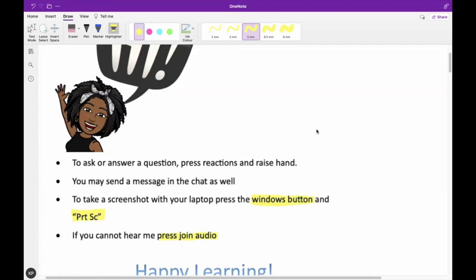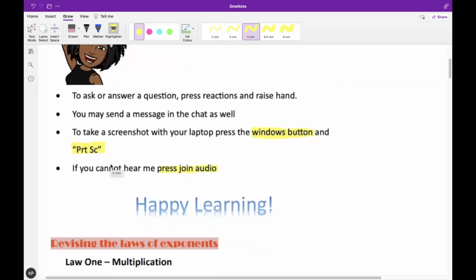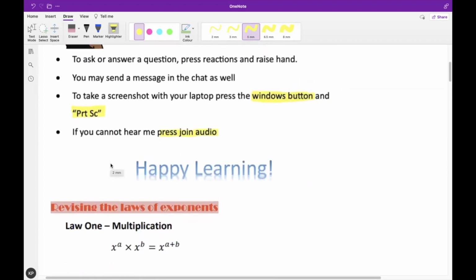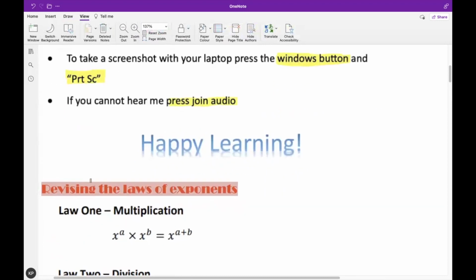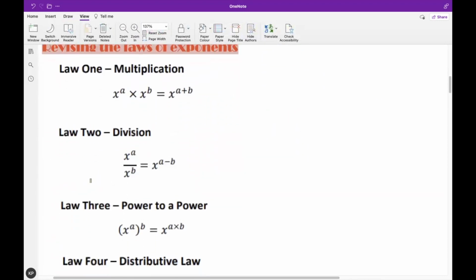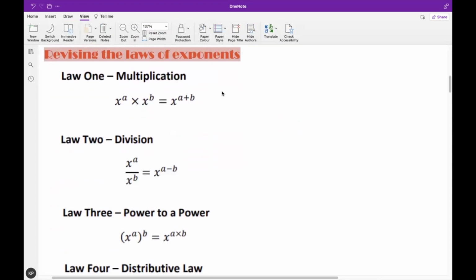This lesson is all about laws of exponents in equations, so I thought it's a good idea to revise the laws of exponents. Let's see if we remember all the laws of exponents before we apply them today. Okay, so law number 1, right?